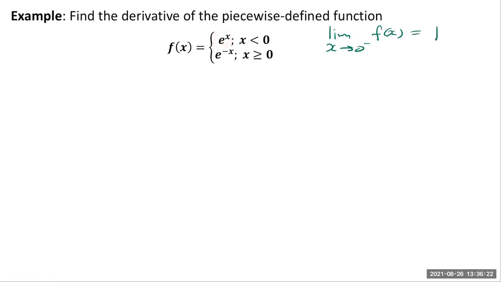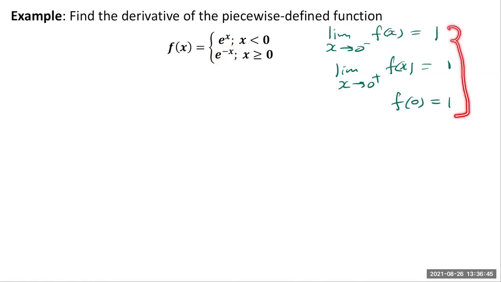Find the left limit, and then to find the right limit, as x approaches 0 from the right hand side, you plug in 0 in this function. Again, you get 1. And of course, your function value at 0 is also 1 because you plug in 0 in this function to find the function value at x equal to 0. As you can see, all these values are equal. So f is continuous at x equal to 0. Continuity is not a problem.